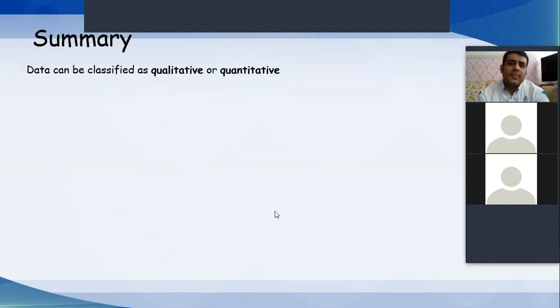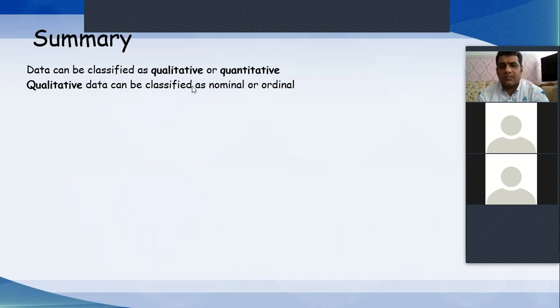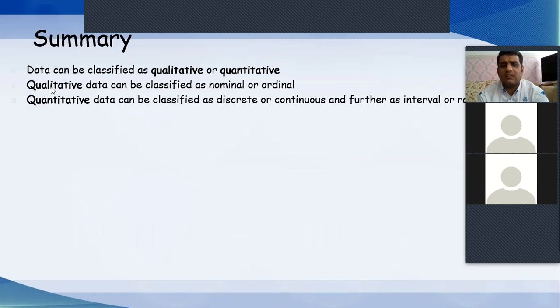Then the summary is that data can be classified into qualitative and quantitative. Qualitative data is the quality which can be classified, and quantitative data is the quantity which can be discrete or continuous.